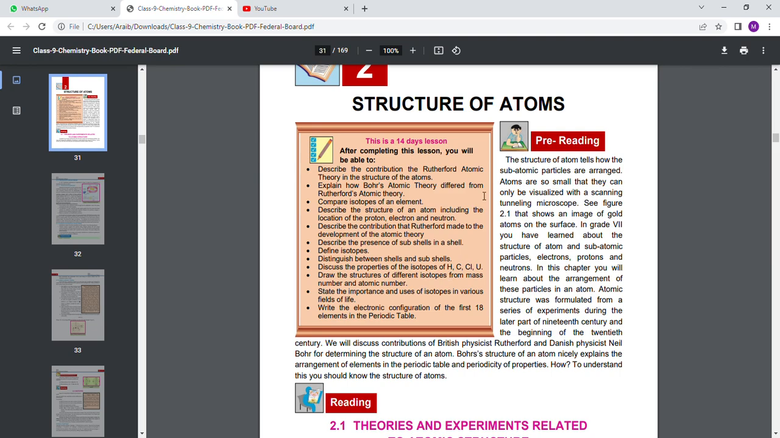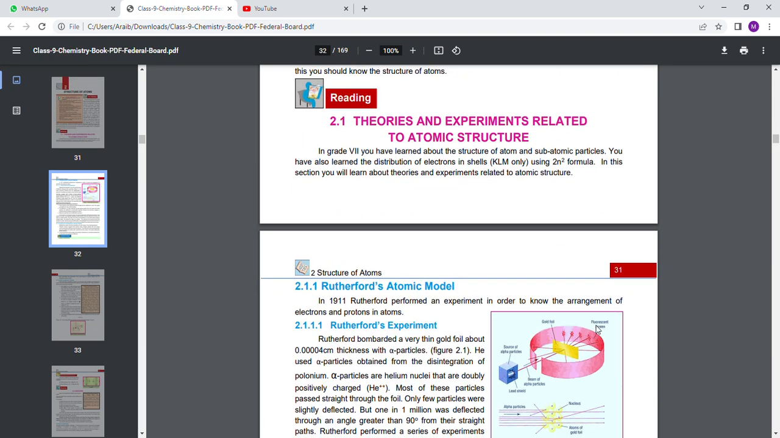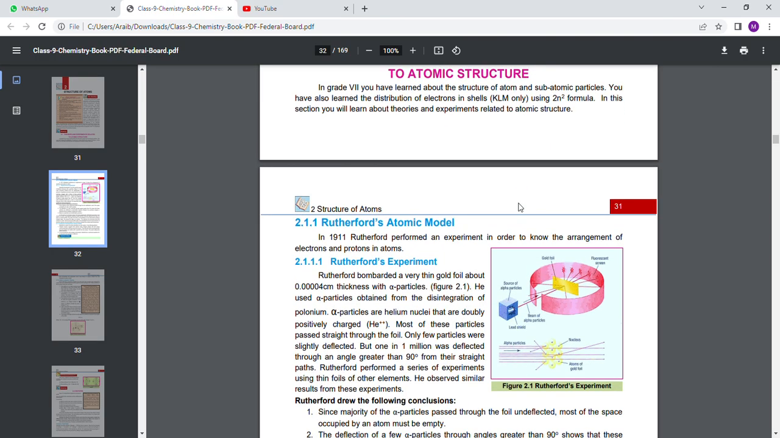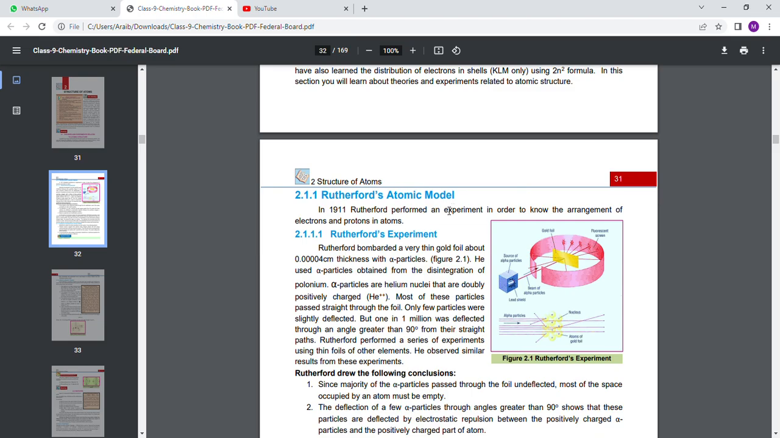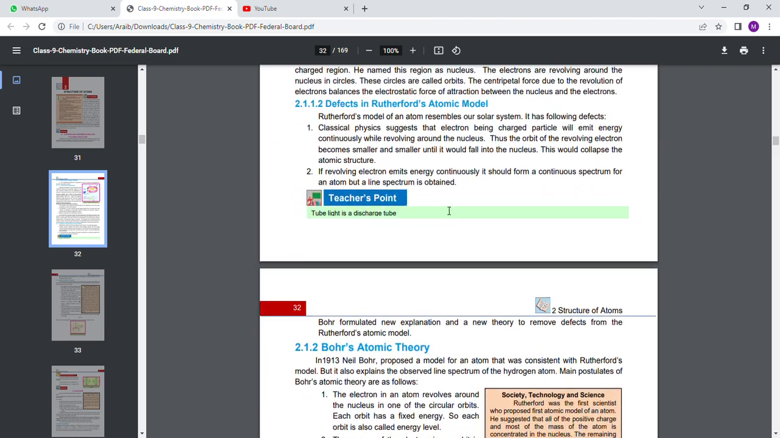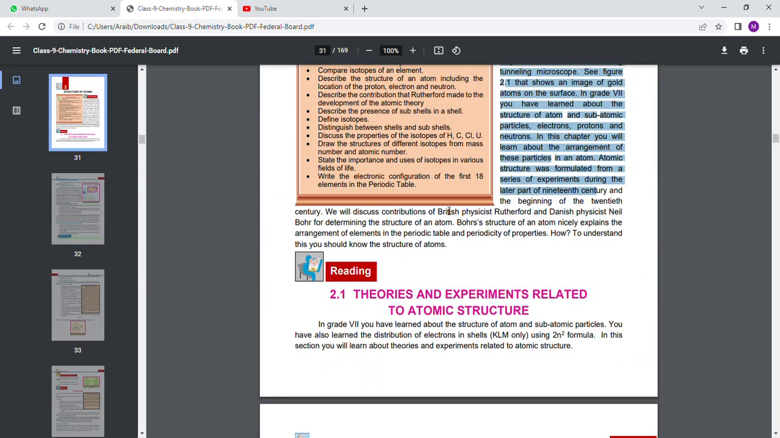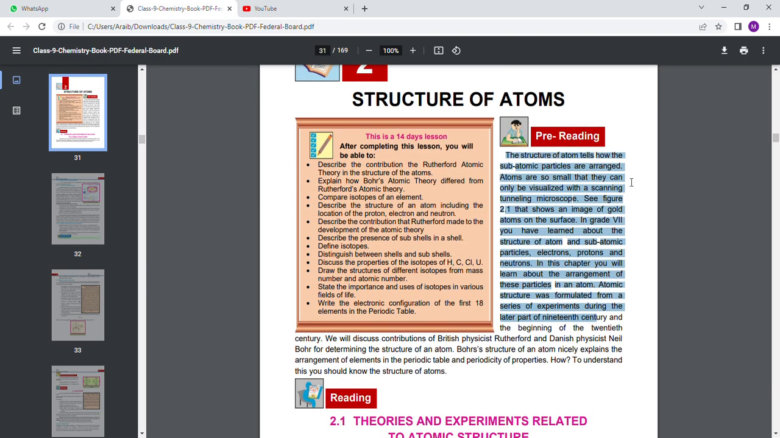In a previous lecture, we studied chapter 1, the introduction of chemistry. In chapter 2, we will study the structure of atoms and some pre-readings, and then I will explain theories and experiments related to atomic structure. Mainly we will focus on the Rutherford and Bohr atomic theories. So we can start our lecture with the pre-reading.